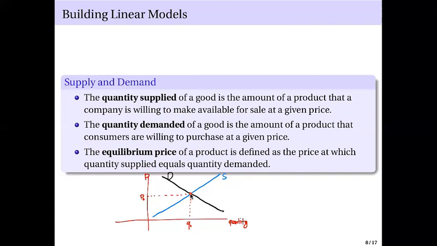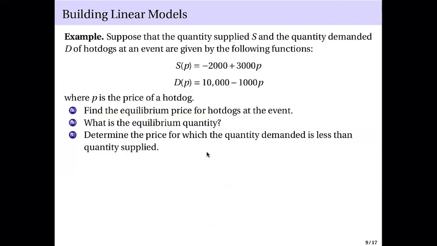We call this the equilibrium point. And the price here is called the equilibrium price. So, the equilibrium price of a product is defined as the price at which quantity supplied equals quantity demanded. Now, let us use these concepts for our next problem.